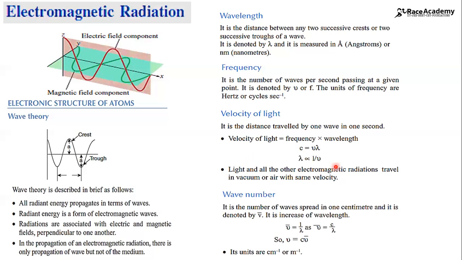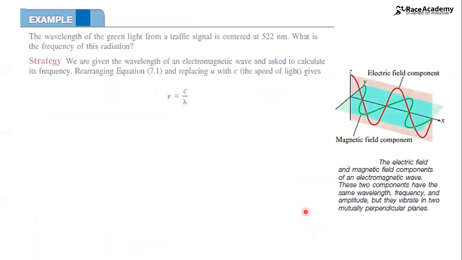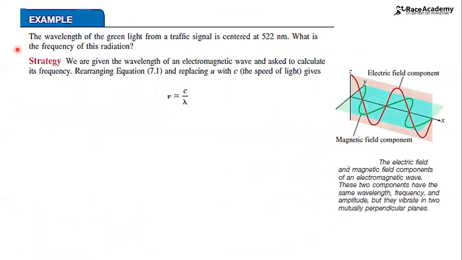Another important property is wave number. It is the number of waves in 1 centimeter, and it is denoted by nu bar. So nu bar equals 1 by lambda. It is the reciprocal of wavelength, and its unit is centimeter inverse. Let's see a problem related to that.